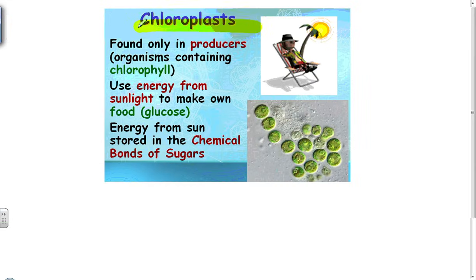Chloroplasts. Chloroplasts are big for plants because plants make their own food. This is where photosynthesis occurs. Remember, photosynthesis is taking energy from sunlight, producing food in the form of glucose. So you're taking light energy and changing it into chemical energy. Remember, the chloroplasts also contain chlorophyll. That's why plant cells appear green when you look at them.